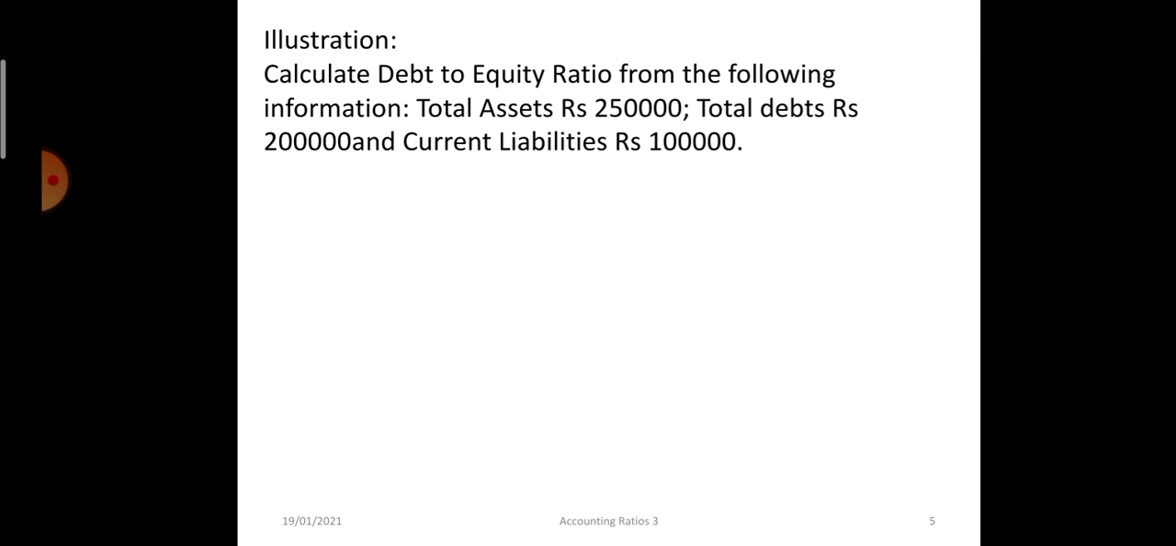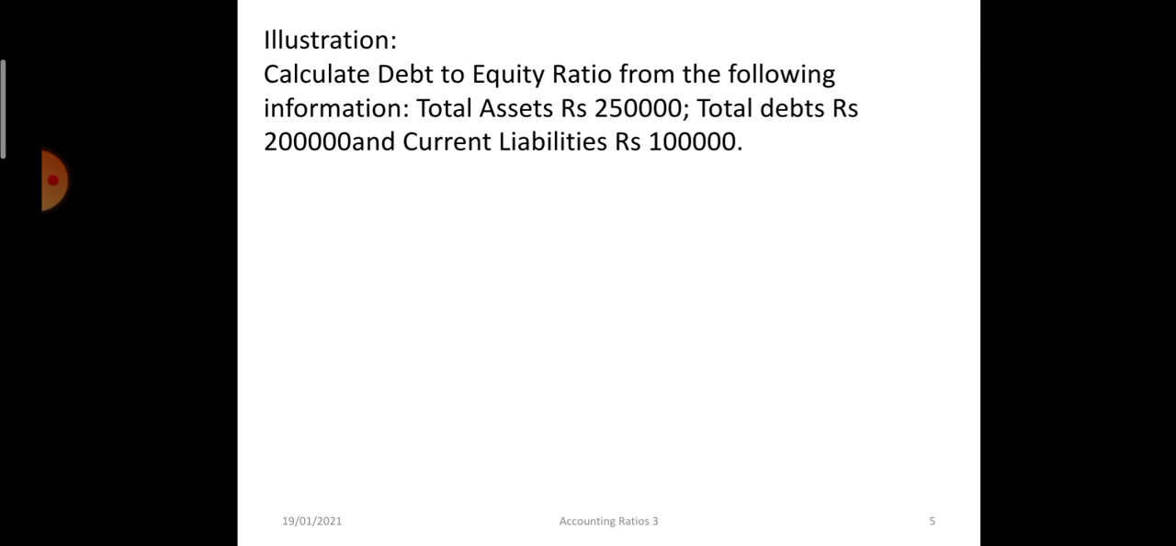Calculate debt to equity ratio. Total assets 2,50,000, total debts is 2 lakh rupees and current liability is 1 lakh rupees. So we have to find equity. Using the class 11 formula, assets is equal to capital plus liability, we can use that accounting equation. Here we have to find out shareholders fund, equity. So asset minus liability, total assets minus total debts, 2,50,000 minus 2 lakh will be 50,000.